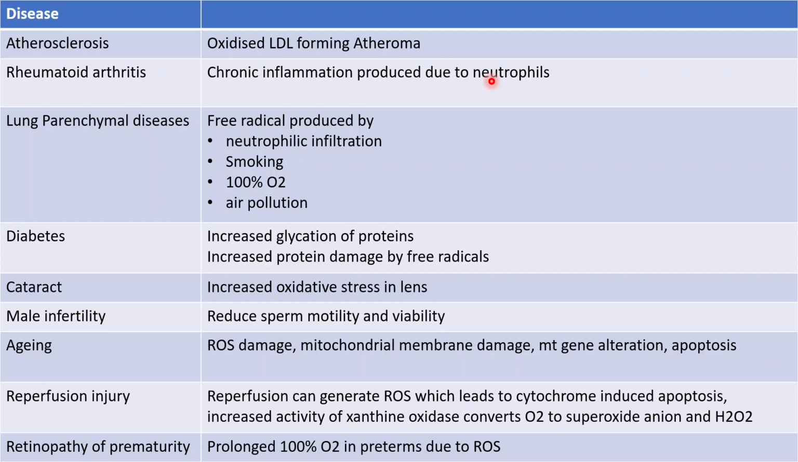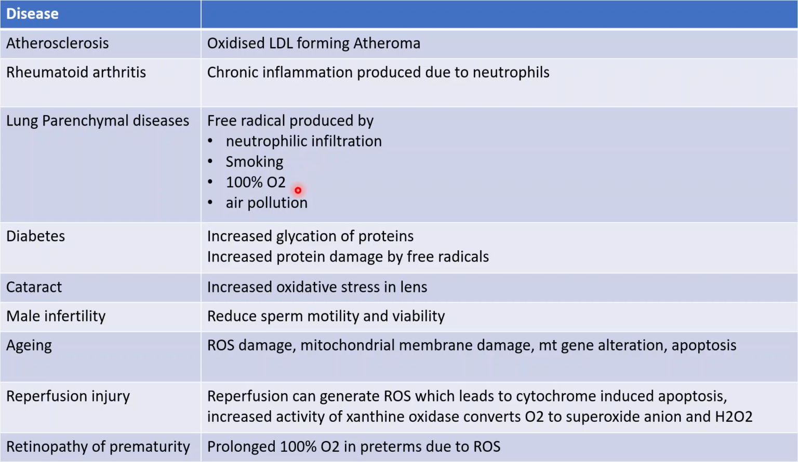And these neutrophils produce free radicals, which cause damage. Various lung diseases can occur because of an increased number of neutrophils. So increased neutrophils lead to increased production of free radicals, which can lead to damage. Also, if the person smokes, that again leads to production of increased free radicals.